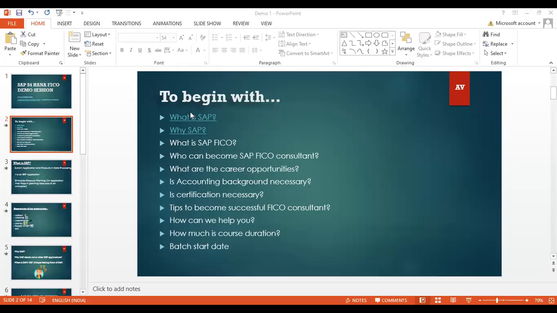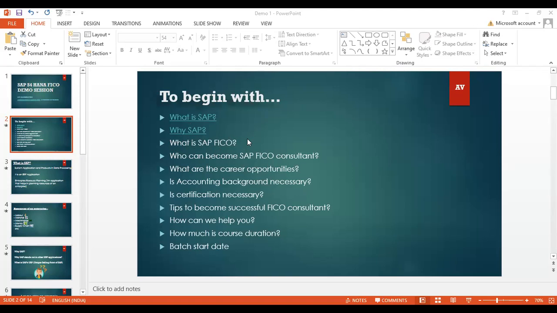Okay, so what is SAP FICO? I'll just tell you in brief. SAP FICO is one of the modules in SAP. There are multiple modules in SAP, as we just saw in the previous slides: HR module, MM module, SD module, finance module, production planning module. There are a lot more. So SAP FICO is the module that deals with finance and accounts.